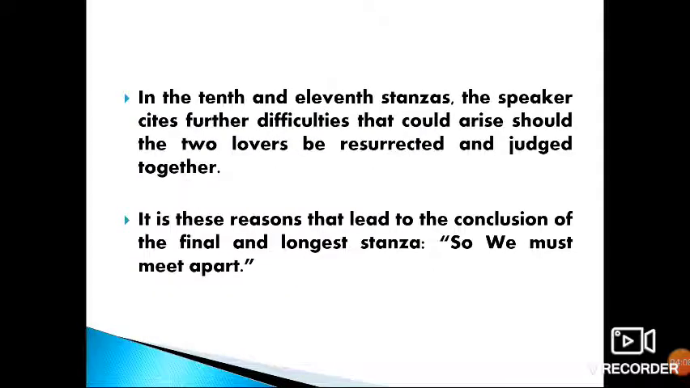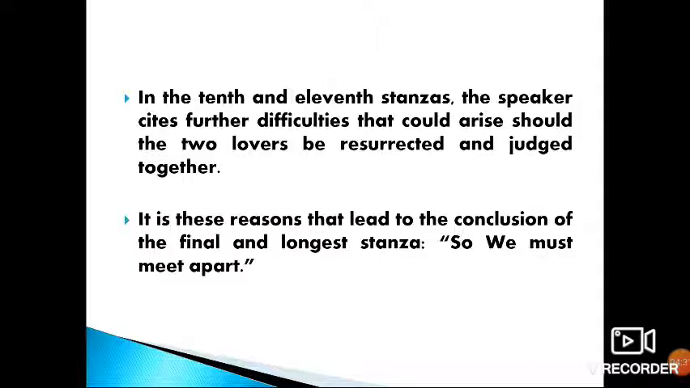Now in the 10th and 11th stanzas, the speaker cites further difficulties that could arise should the two lovers be resurrected and judged together. But there is no chance of them being resurrected and judged together. Now, one of them could be damned and the other saved.